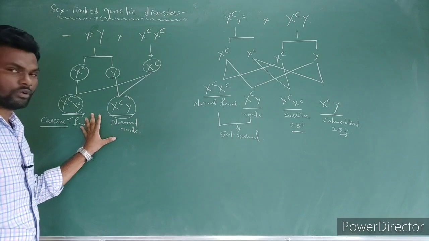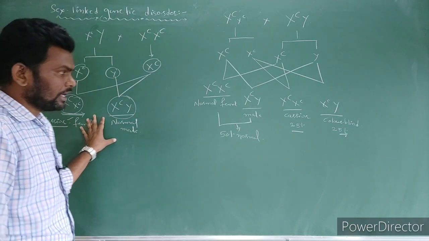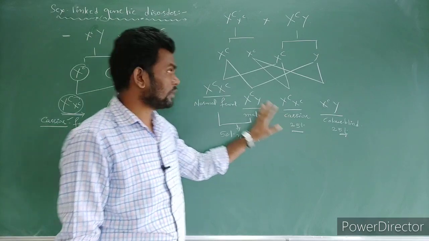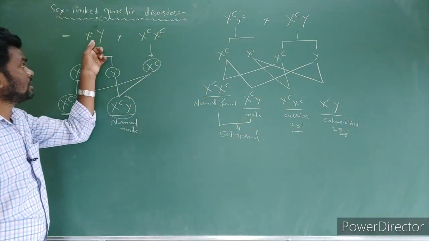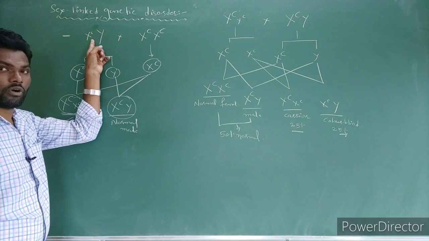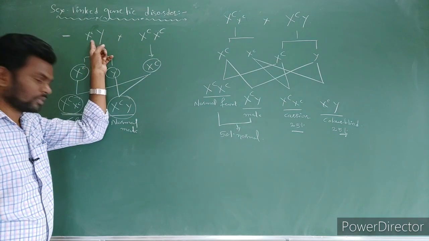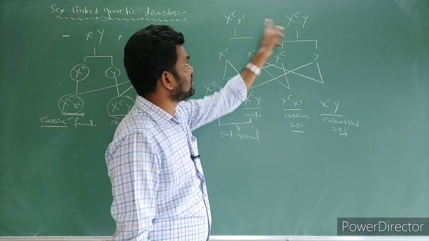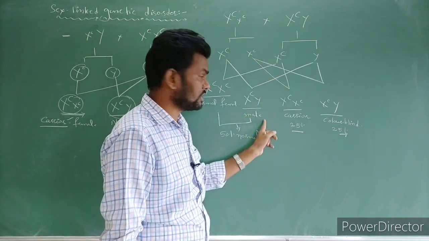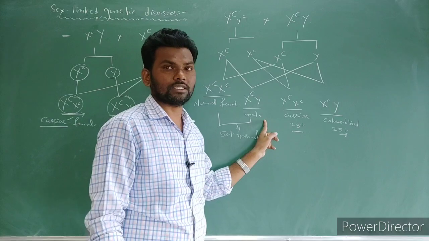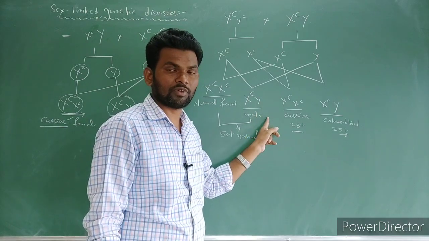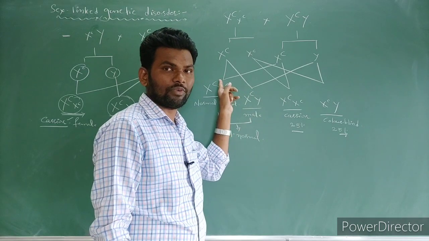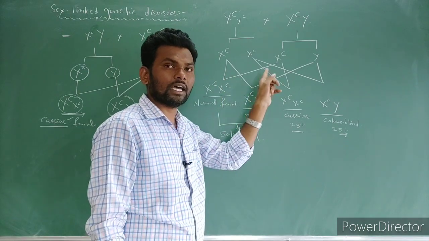In this cross, progenies are not suffering from the disease. In this cross, progenies are suffering from the disease. Why? Look at the parents. Here the male parent is already suffering from the disease, but the progenies are normal. But here none of the parents are suffering, yet progenies are suffering from the disease. So it is compulsorily an example of recessive, and here we focus on sex of the individual, so sex-linked recessive.